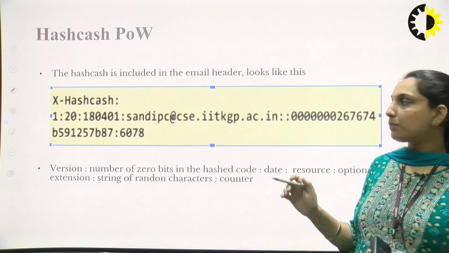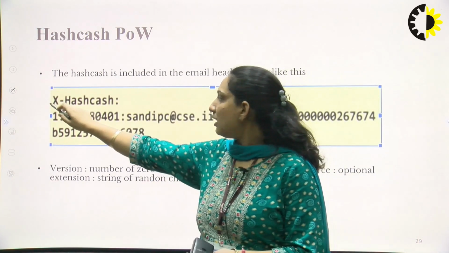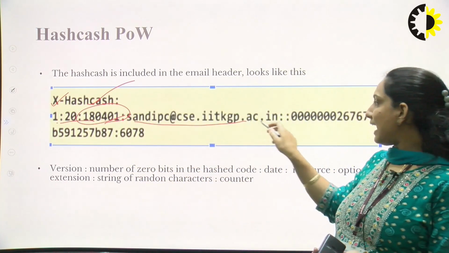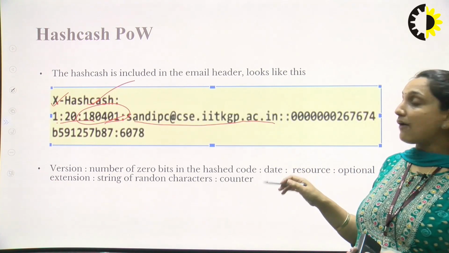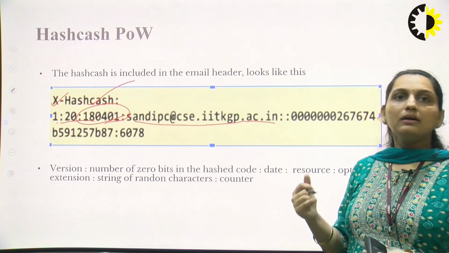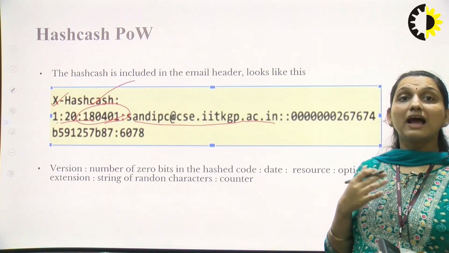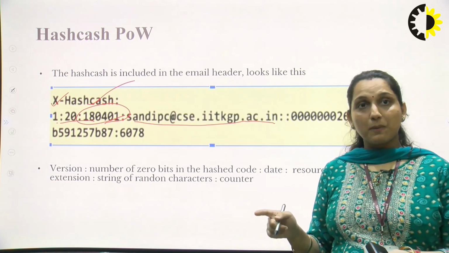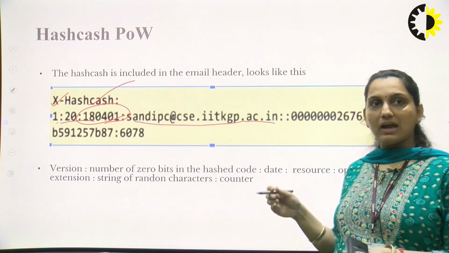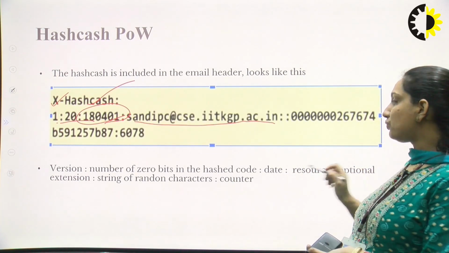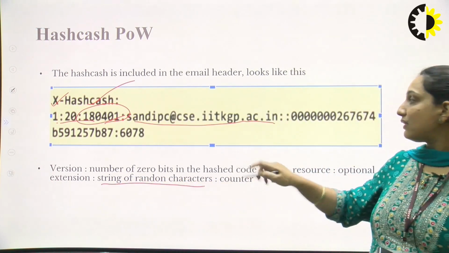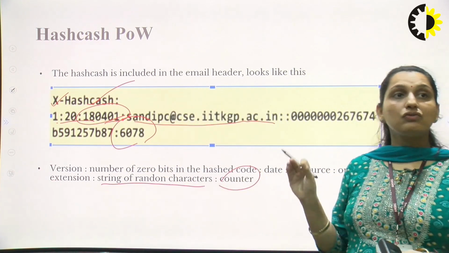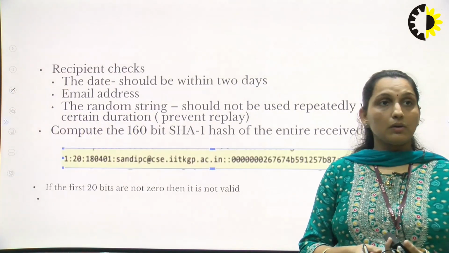For example, in Hashcash POW we have a version, date, and a valid email ID. Then we say that we have to add a 20 bit prefix, or 10 bit prefix. That is my choice, because I am the sender who is sending. If I am a spammer, I have to recalculate it. So we have a date, email ID, resources, optional extension, how many bits are randomized, and then a counter. This is included in every email header.